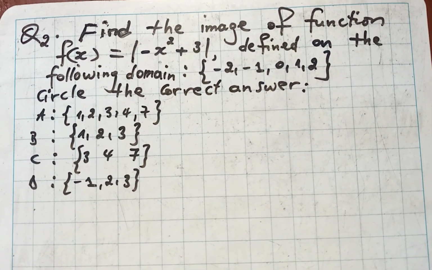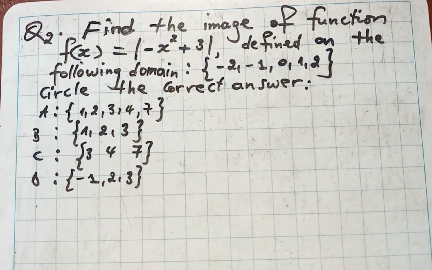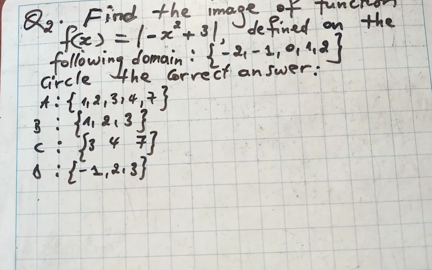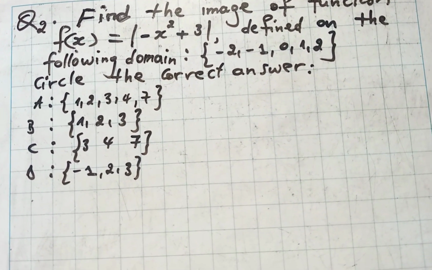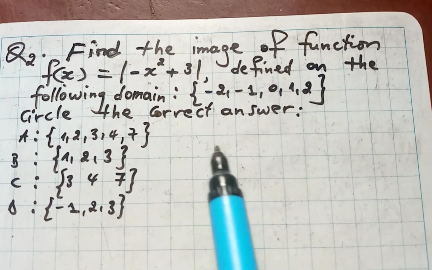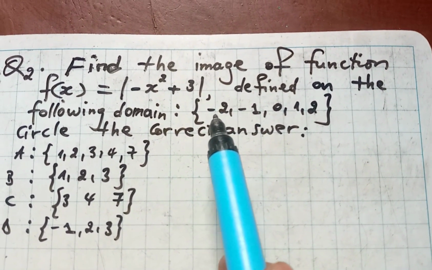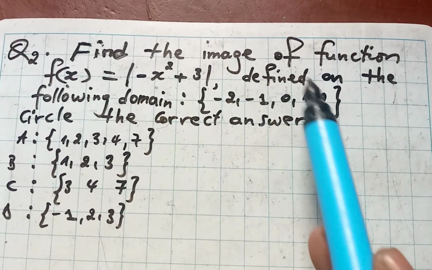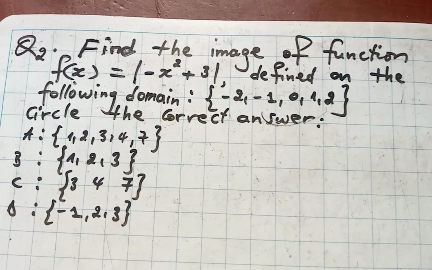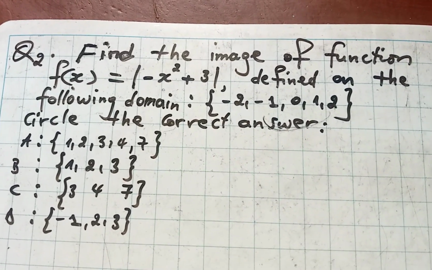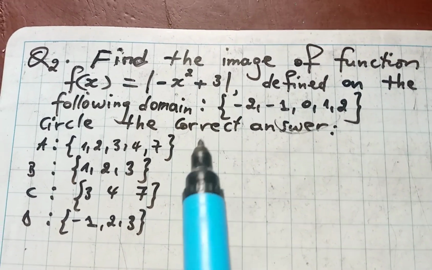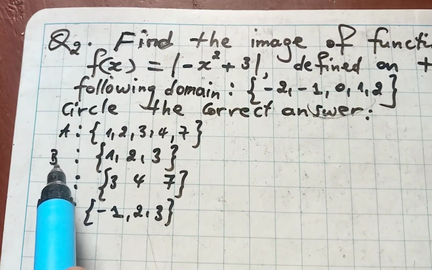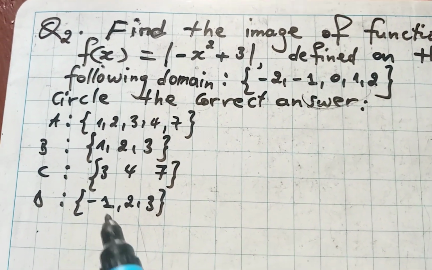Find the image of a function f of x equal to the absolute value of negative x squared plus 3, defined on the following domain. The domain is this one, from negative 2 up to 2. It means x varies between those numbers. Now, you need to circle the correct answer. We have 1, 2, 3, 4 choices.